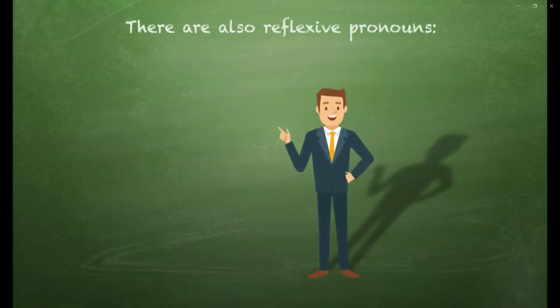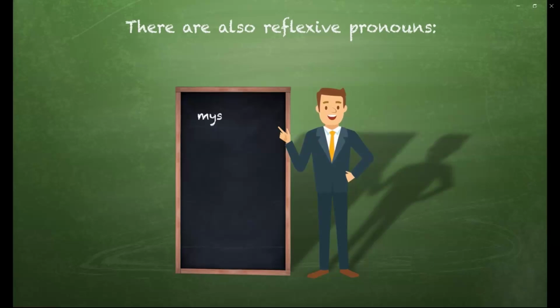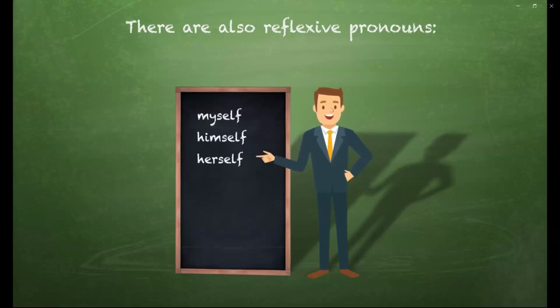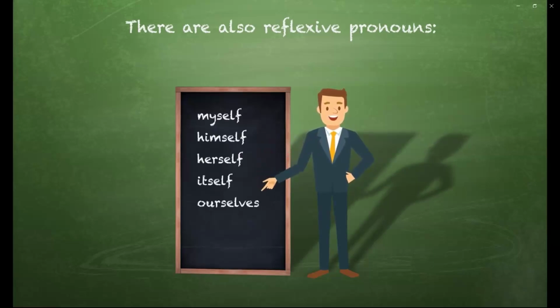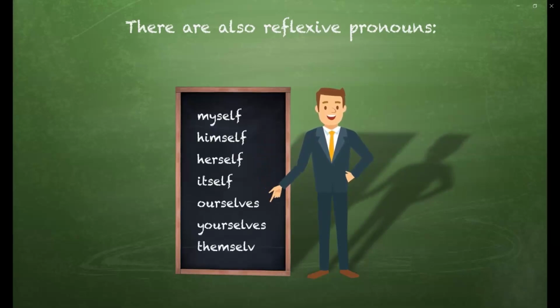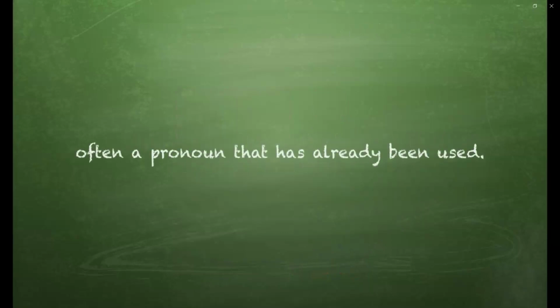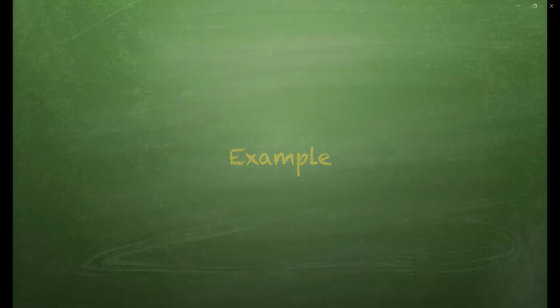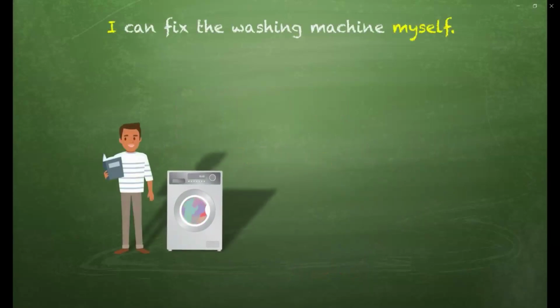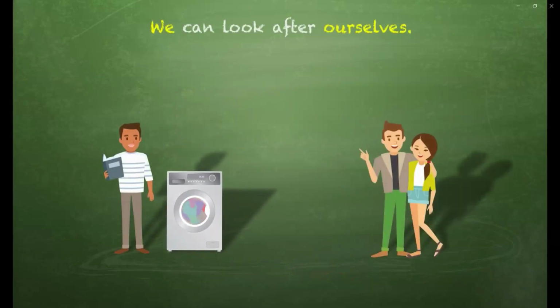There are also reflexive pronouns. Myself, himself, herself, itself, ourselves, yourselves, themselves. They are used to refer back to the subject of the sentence, often a pronoun that has already been used. Example. I can fix the washing machine myself. We can look after ourselves.